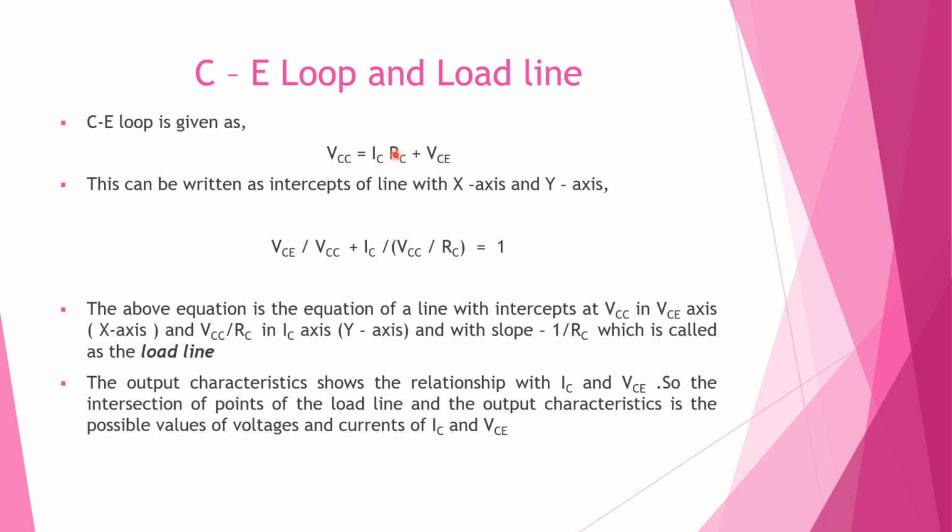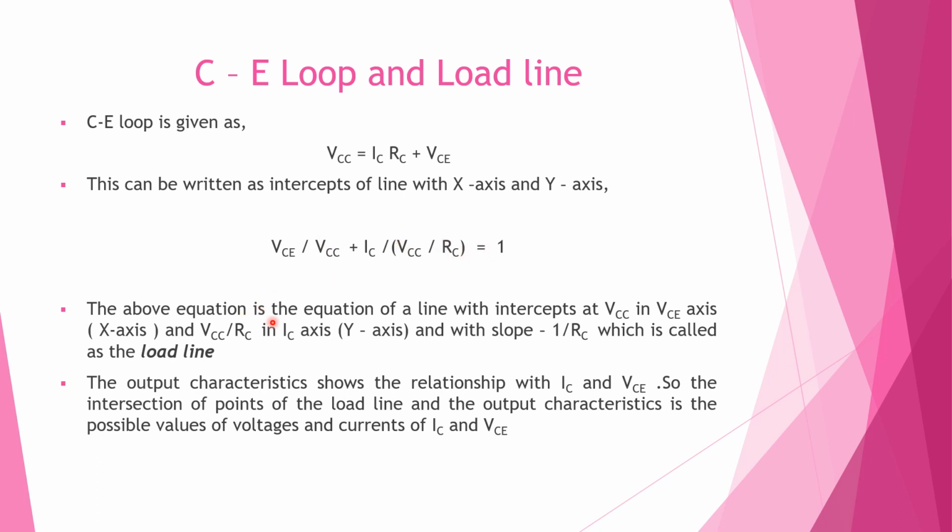Here the x-axis is VCE and the y-axis is IC. So it can be written like this: IC = VCC/RC minus VCE/RC, that is VCE by VCC plus IC by VCC by RC. Now these terms give the x-intercept and the y-intercept. The y-intercept is at VCC/RC on the IC axis, IC is the y-axis here, and VCE is the x-axis here. So this is the x-intercept and y-intercept.